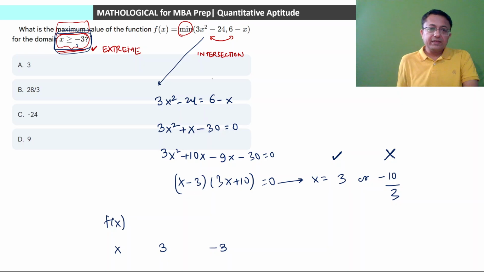Fx at 3 will be found out by putting value on either of the two, because 3 is one of the intersection points. Okay?